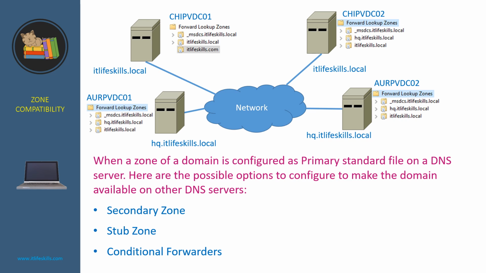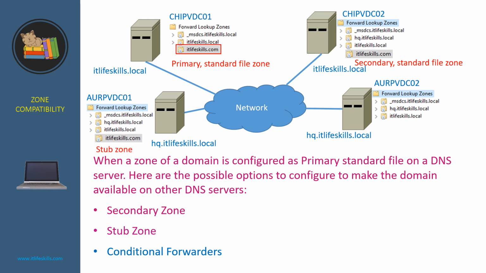When a zone of a domain is configured as primary standard file on a DNS server, here are the possible options to configure to make the domain available on other DNS servers. The first option is to configure the secondary zone. The second option is to configure the stub zone. And the last option is to configure conditional forwarders.